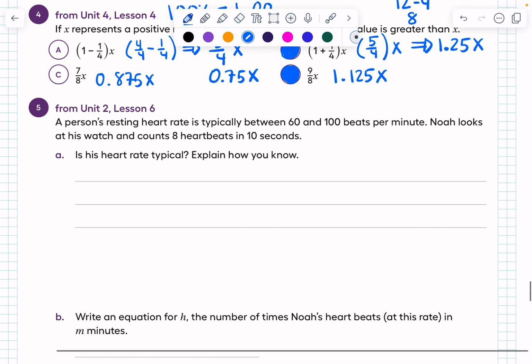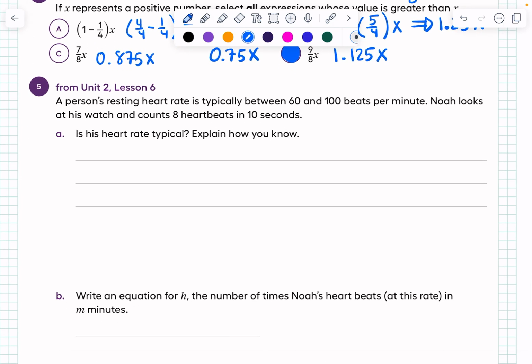Okay, number 5. A person's resting heart rate is typically between 60 and 100 beats per minute. Okay. Noah looks at his watch and counts 8 heartbeats in 10 seconds. Okay, so is his heart rate typical? All right, well, we need to calculate his heart rate for 60 seconds. So if he has, like, let's do a little chart here.